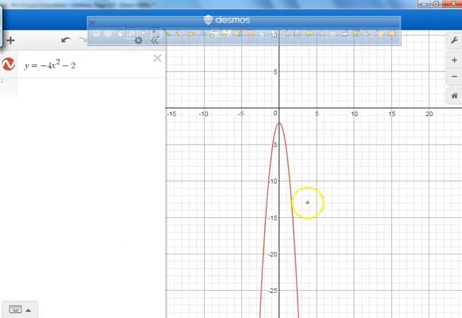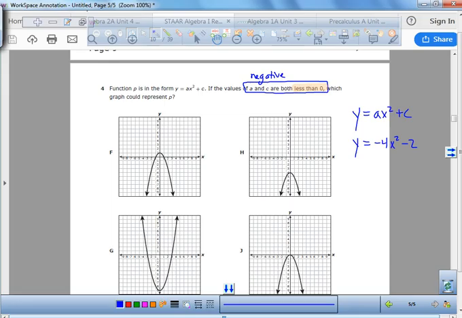What do you notice about the graph? It's opening which direction? Down. Where's the y-intercept? It's underneath, right? It's shifted down 2 units, underneath the x-axis. So we have to find the graph that's opening down, and the intercept is where? Which one is it? Pretty easy, huh? Because the a value is negative.